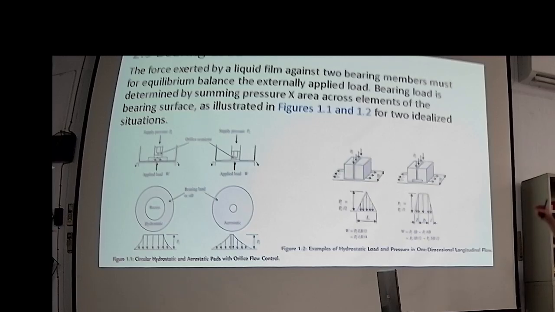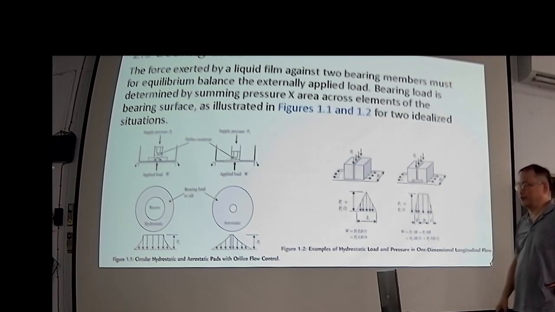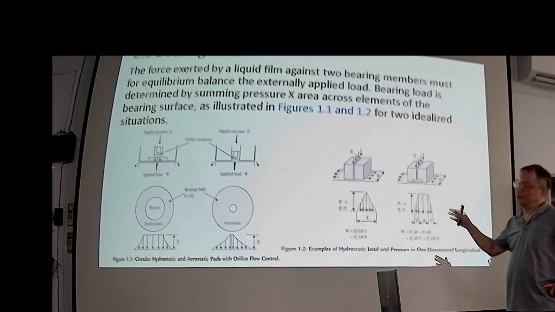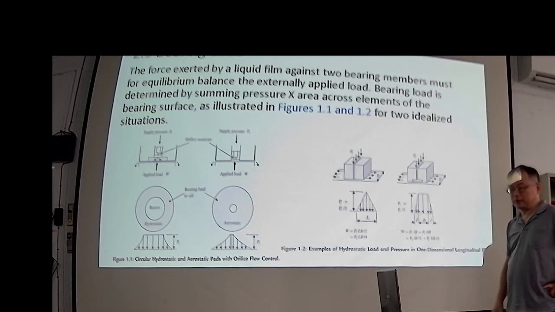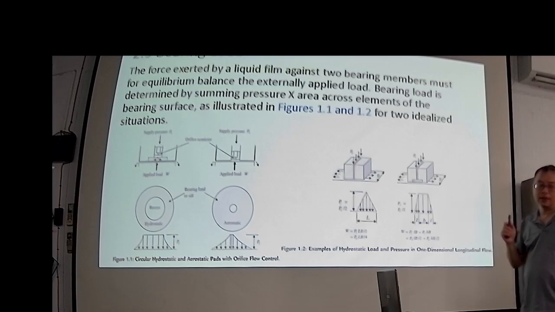So last time we talked about the load capacity equal to the PR multiplied by the equivalent bearing area. So now we know how to calculate the PR. The next step is that we need to know how to calculate the area, so that we can calculate the load capacity.